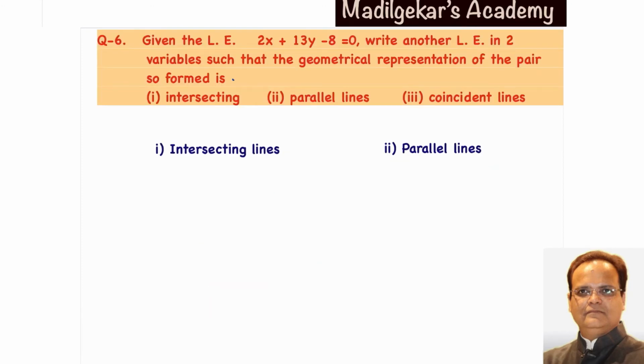Question number 6. Given the linear equation 2x plus 13y minus 8 equals 0, write another linear equation in two variables such that the geometrical representation of the pair so formed is, first, intersecting, second, parallel, and third, coincident. The given equation is 2x plus 13y minus 8 equals 0. For intersecting lines, change the coefficients of x and y.